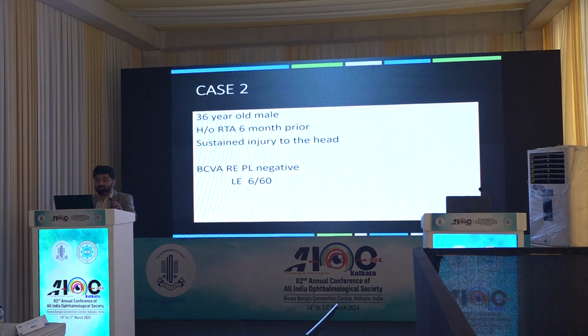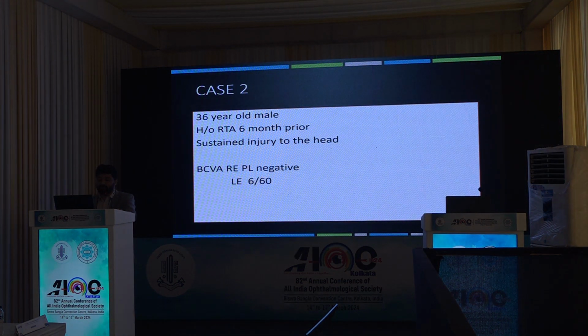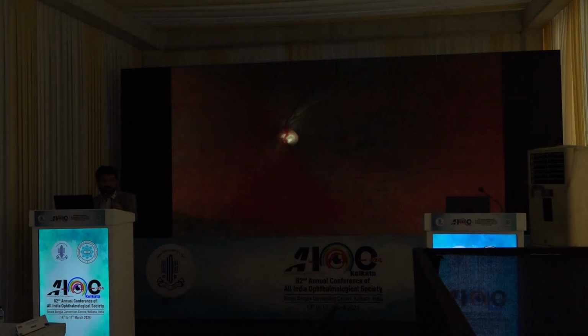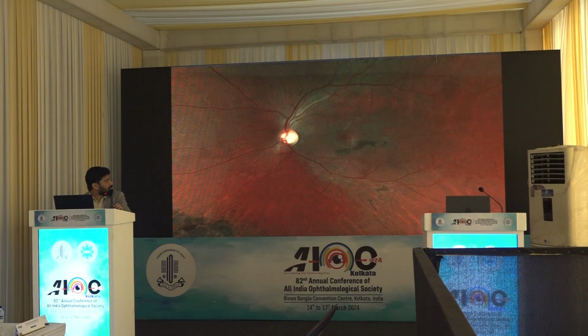Whereas the second case was a 36-year-old, following an RTA, who had a traumatic macular hole in the better eye. The other eye was already lost to some other trauma. So the vision was 6/60. When we examined, in addition to the macular hole, you can see there are a lot of pigmentary and scar formation surrounding that. And this kind of macular hole usually doesn't close.